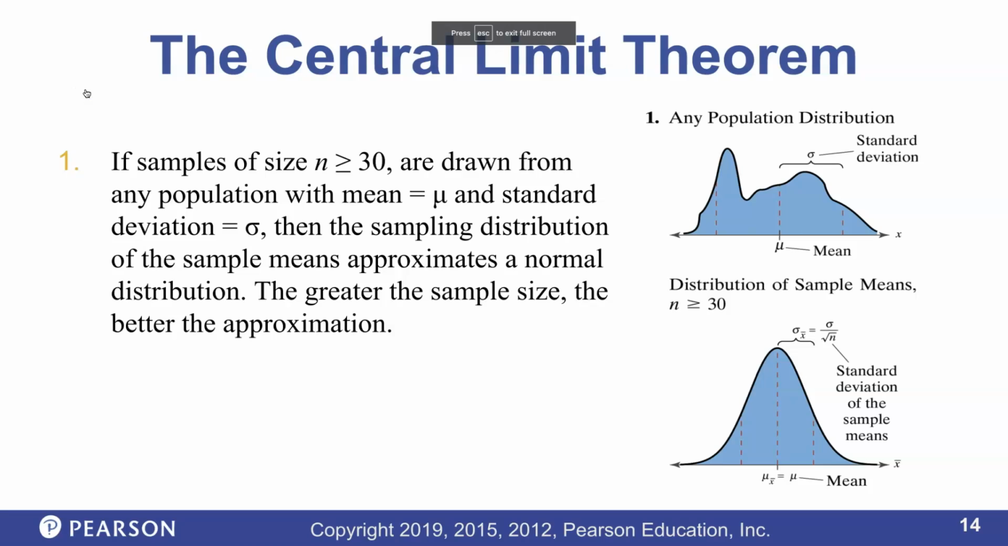Alright, central limit theorem. If samples of size n greater than or equal to 30 are drawn from any population with mean of mu and standard deviation of sigma, then the sampling distribution of the sample means approximates a normal distribution. The greater the sample size, the better the approximation. So what are they saying here?